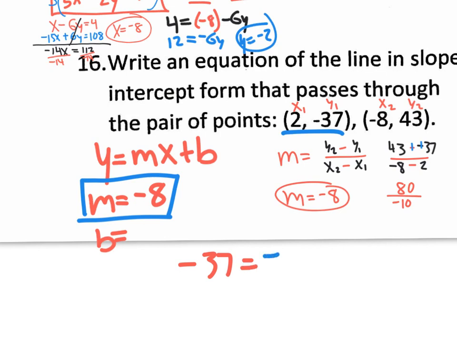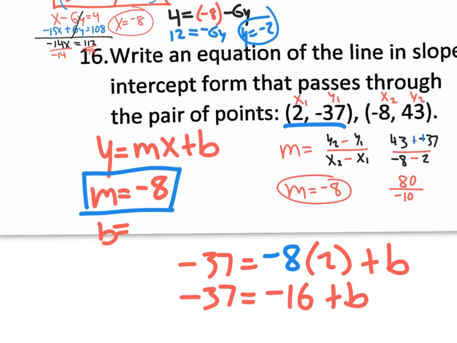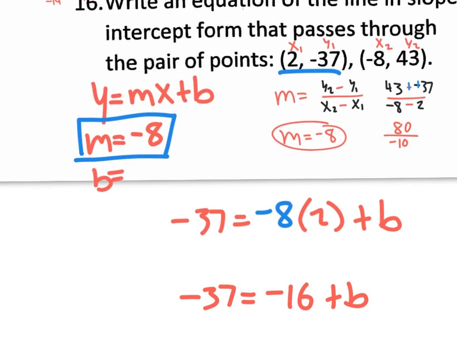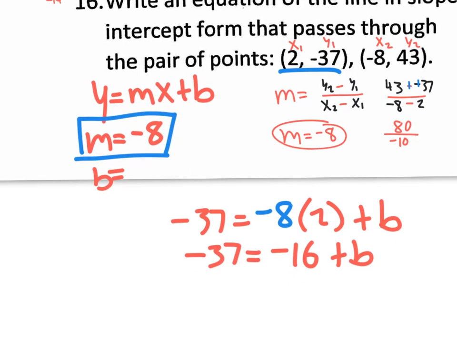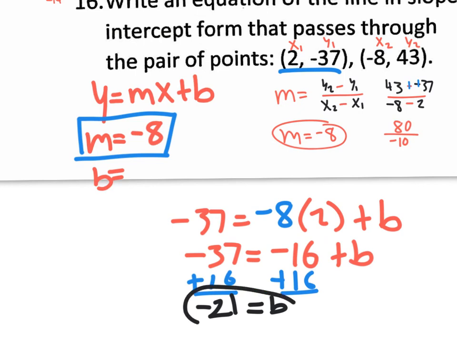We just found out that m was negative 8. X plus b. Your x value is 2, and the plus b is way at the end, which you don't know. So what am I doing here? I'm using the m I just found and my x and y to plug in to x and y so I could solve for b. So when you multiply negative 8 times 2, you get negative 16. Let's continue solving. You can go plus 16, plus 16. You get negative 21 equals b.